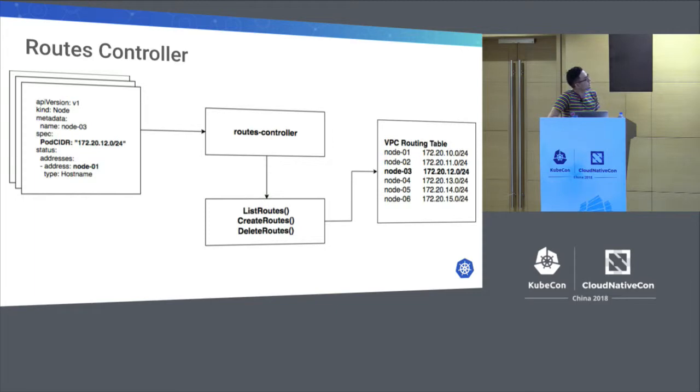Same thing with the routes controller. It watches for nodes. It'll check if the node has a pod CIDR allocated, which is the IP addresses that are allocated for pods on that node. Then it'll check if the VPC routing table for that node exists, and if it doesn't exist, it'll add it. And if there are extra routes or routes for nodes that were deleted, it'll make sure the VPC routing table is up to date.